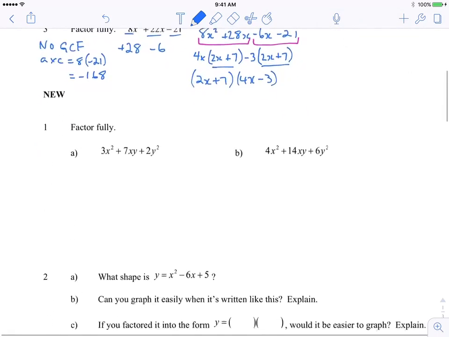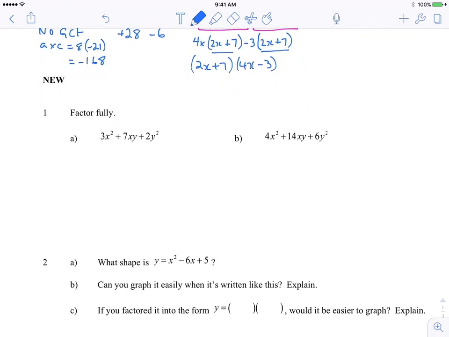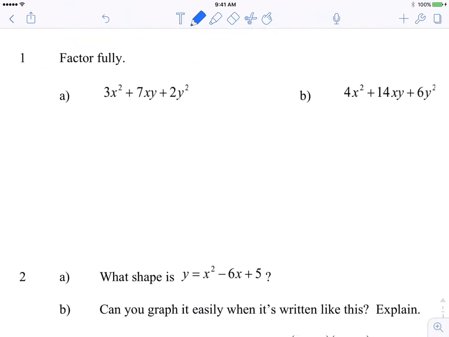You can try the next couple on your own if you want to pause the video here, and then you can follow the steps as I do them. So I'll move a little more quickly here. Again, here there's no GCF. A times C is equal to 3 times 2, which is 6.